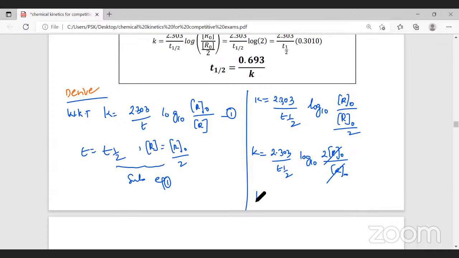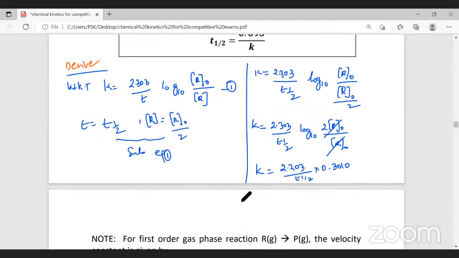What is the log 2 value? You should know how to find log 2 from the logbook. It is 0.3010. So on multiplying, we get K is equal to 0.693 by T half, since 2.303 into 0.3010 is 0.693. Now in this rate equation, half-life period is there, rate constant is there. Anywhere is a concentration term mentioned?